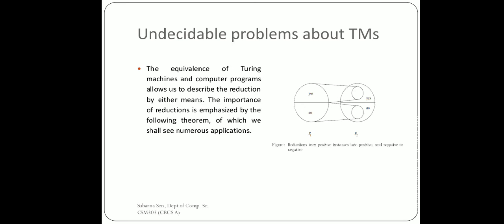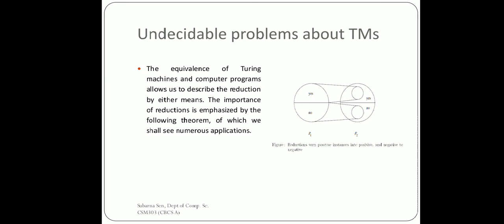Now the equivalence of Turing machines and computer programs allows us to describe the reduction by either means. If you want to have a deeper knowledge on how a Turing machine and a computer work similarly, you can again consult the book of Hopcroft. There a Hello World program is mentioned, and it has been proven how a Turing machine can be equivalent to a computer program.